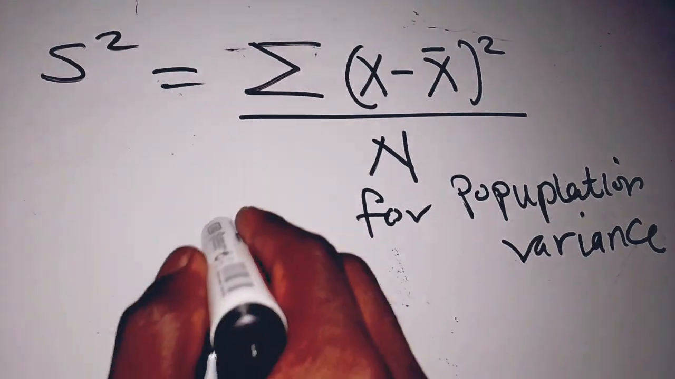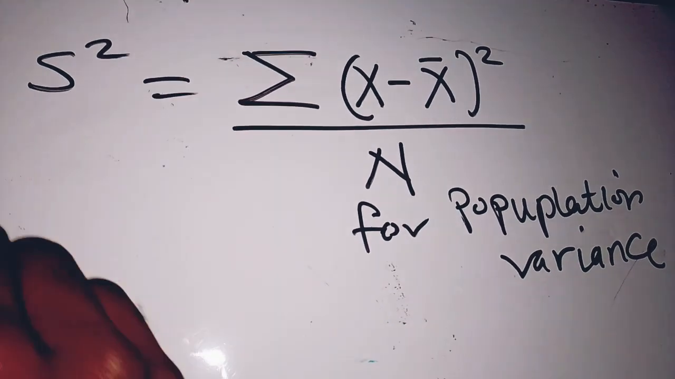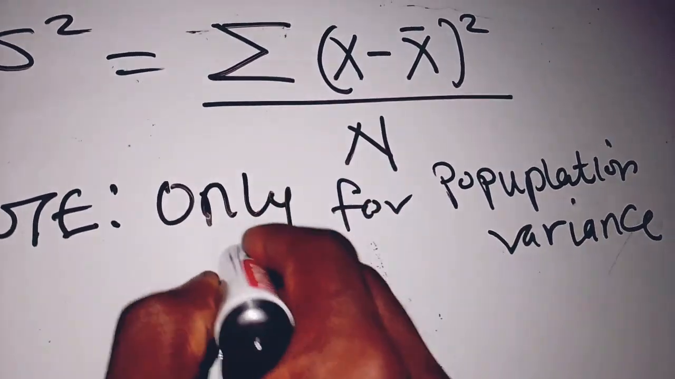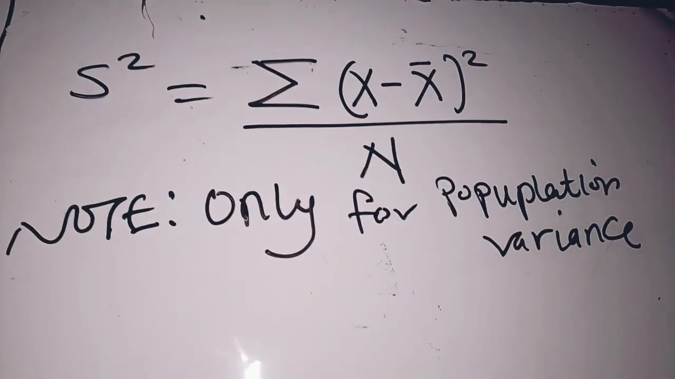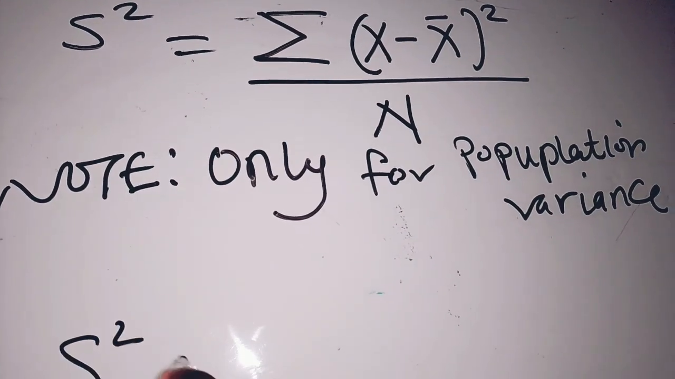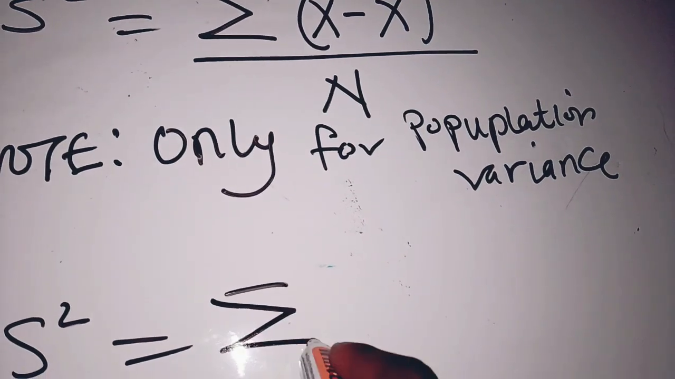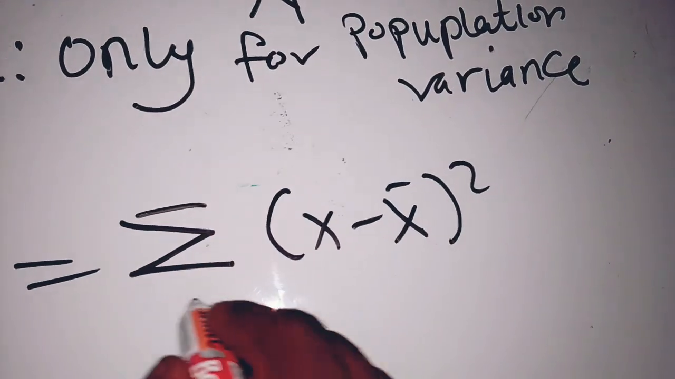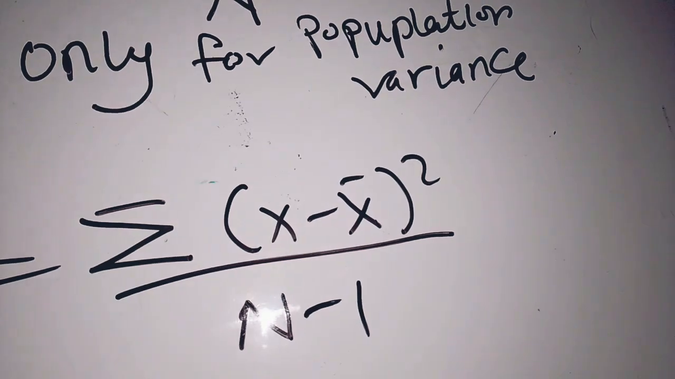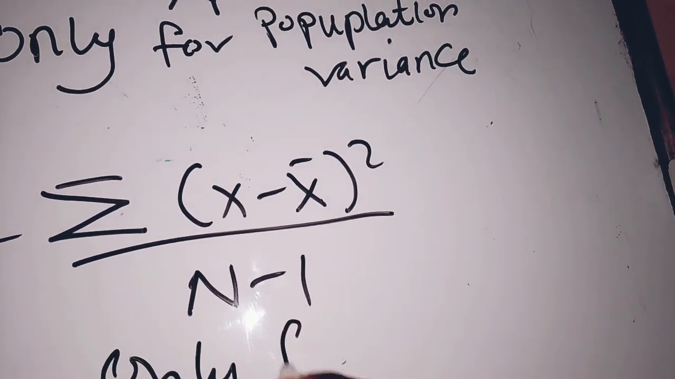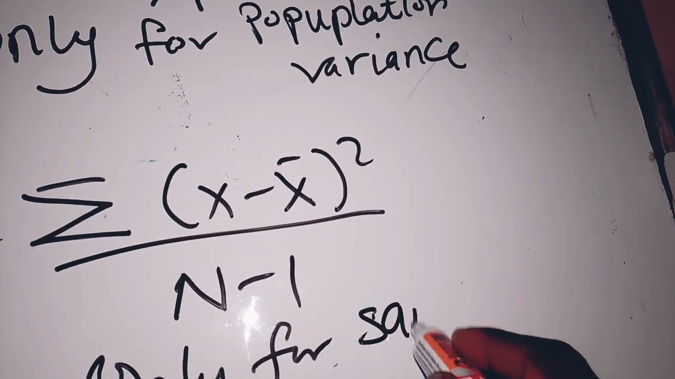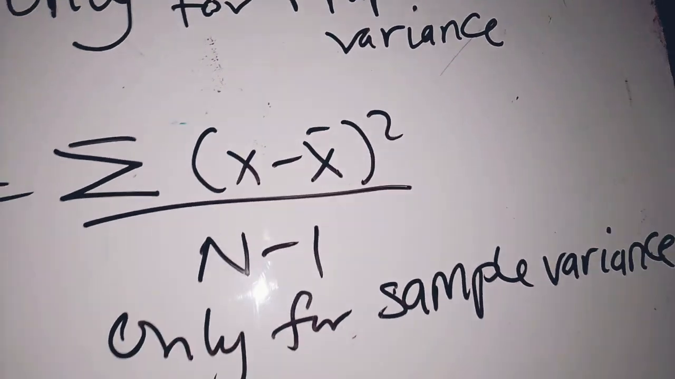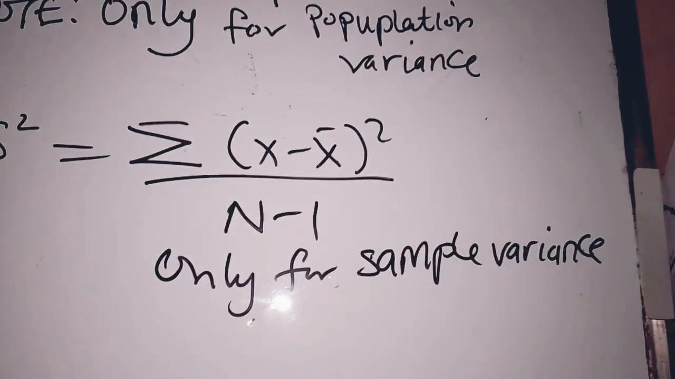But for sample, so let's just take note: this one is only for population variance, and this other one is only for sample variance. Okay, we look at some of the questions so that you understand this.